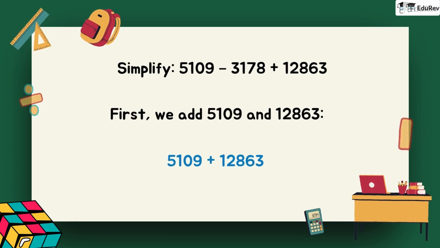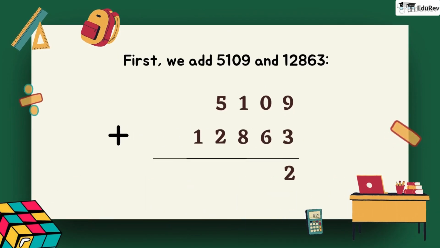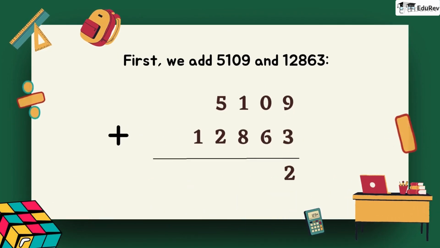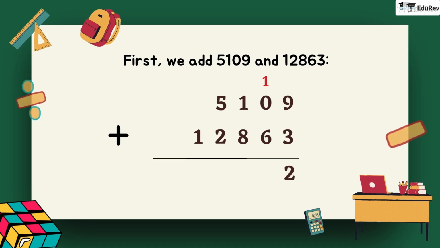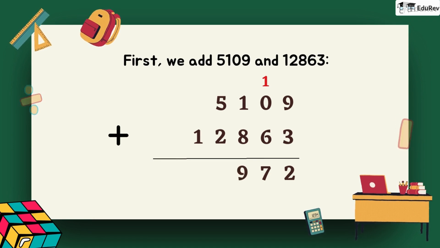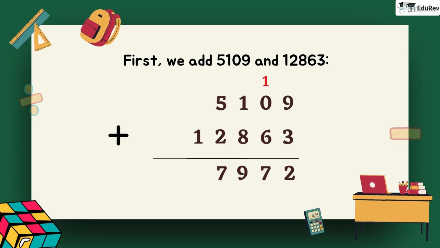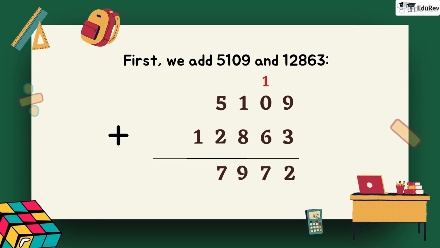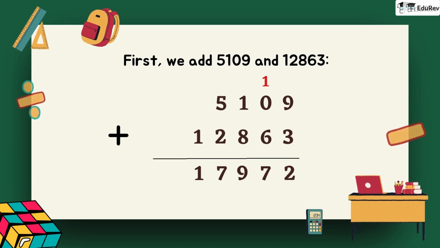First, we add 5109 and 12863. Starting from ones place, 9 plus 3 is 12. 2 is the answer of addition at ones place and 1 is carried forward to tens place. Adding at tens place, 6 plus 1 is 7. Adding at thousands place, 8 plus 1 is 9. Adding at 10,000s place, 5 plus 2 is 7. 1 plus 0 is 1, so it is written as it is. The answer of addition is 17972.